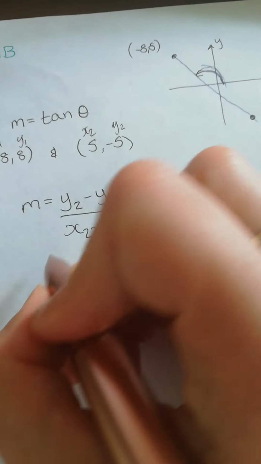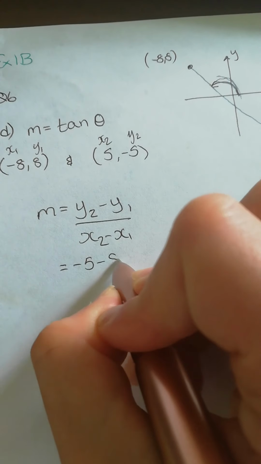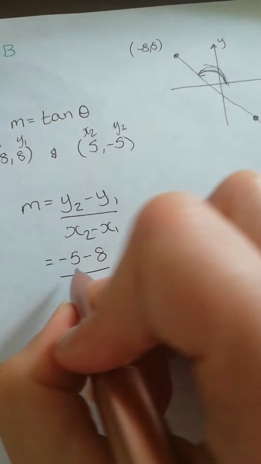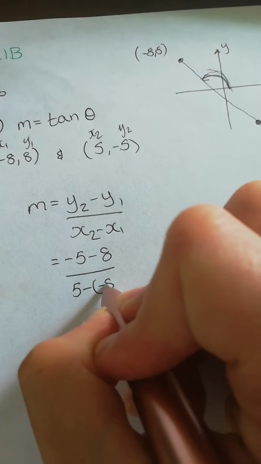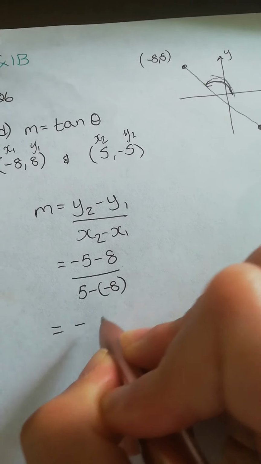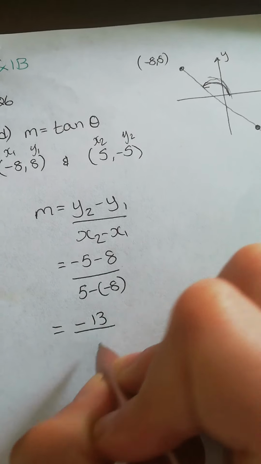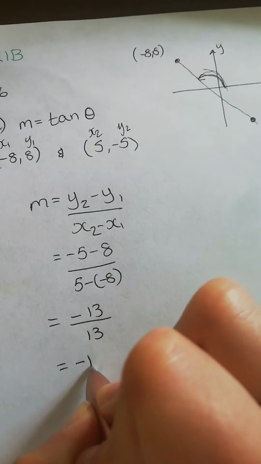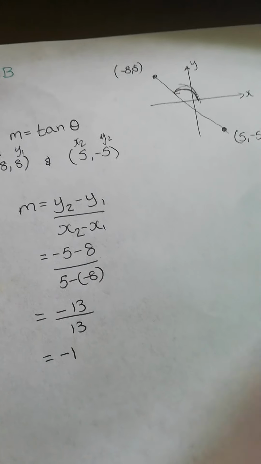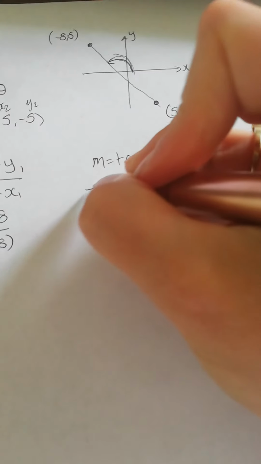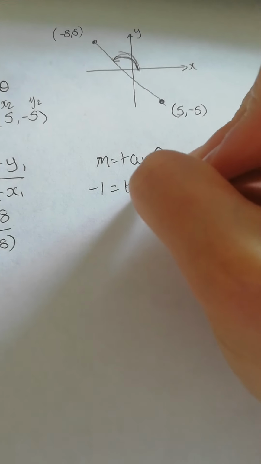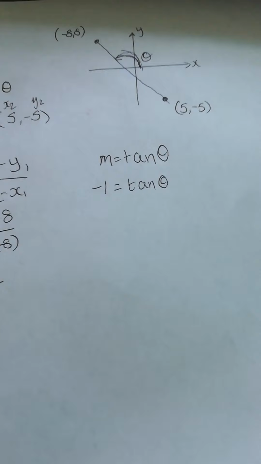So y2, y1, x2 and x1. So minus 5 take away 8 over 5 take away negative 8. Minus 5 take away 8 is negative 13, and then this will be 13, so we get a gradient of negative 1. Now, if we then go to our formula, we've got m equals tan theta, and we've worked out that the gradient is negative 1, and we're going to use that to get this angle theta.